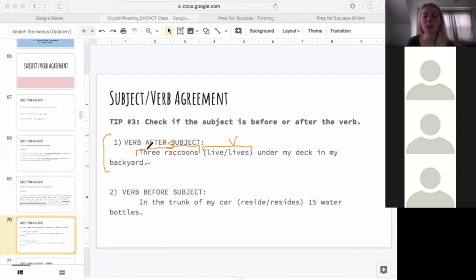Awesome, great job. Because you have 3 raccoons, with an S, then live would be correct without the S.